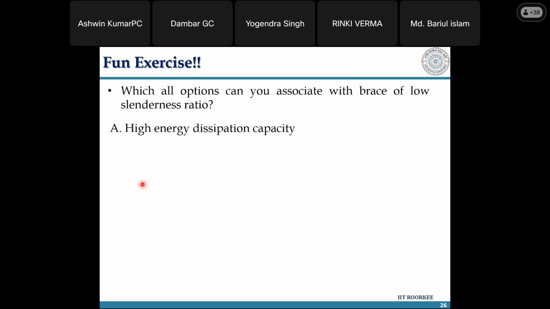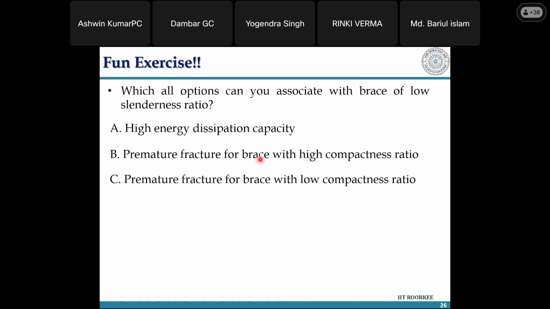So I missed out saying that low slenderness ratio, even though it is good, has to meet the stringent compactness criteria. Otherwise, it is more prone to early fracture than a brace of a higher slenderness ratio. So yes, a brace with a low slenderness ratio is related to high energy dissipation capacity. Premature fracture of a brace with high compactness ratio, correct. With low compactness ratio, no, because low means it is stringent and the thickness is very high. Low energy dissipation capacity is also not the answer.